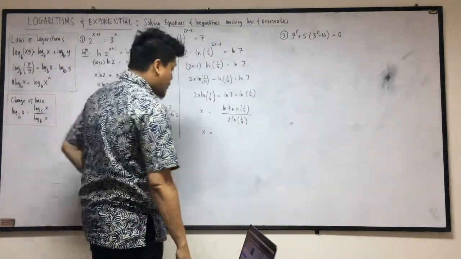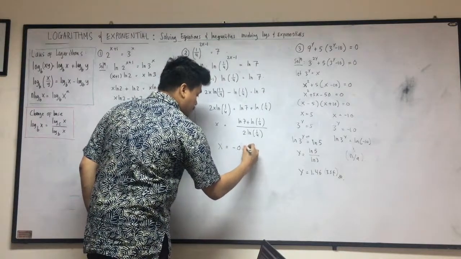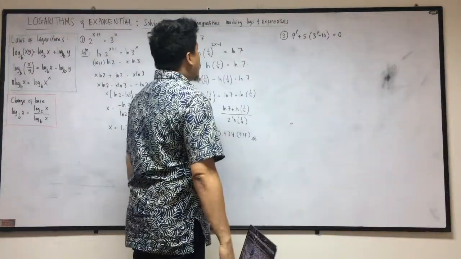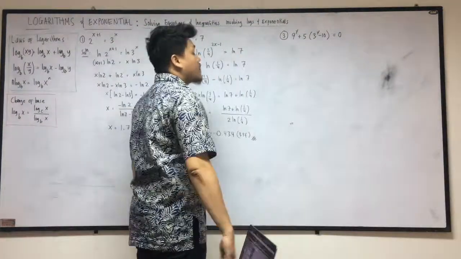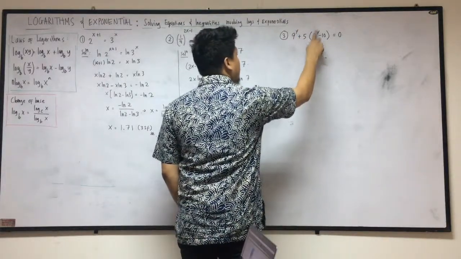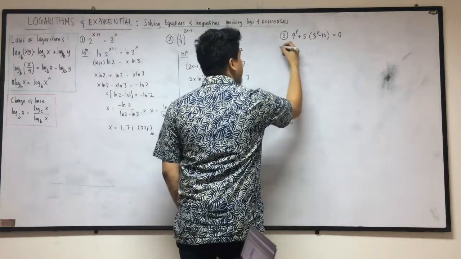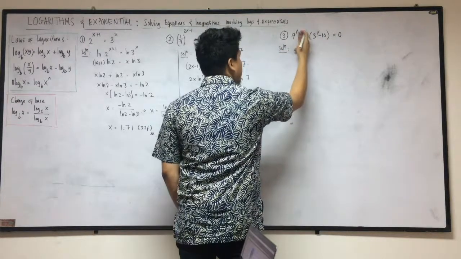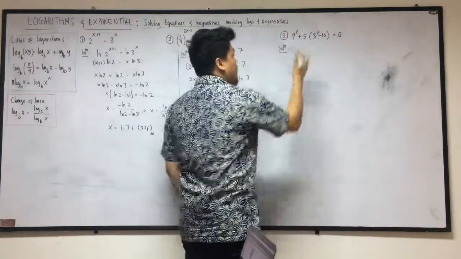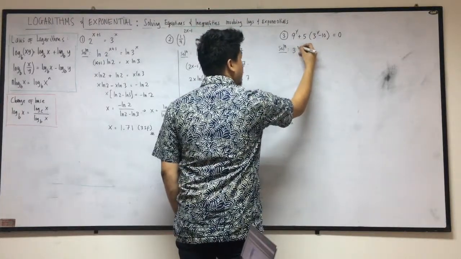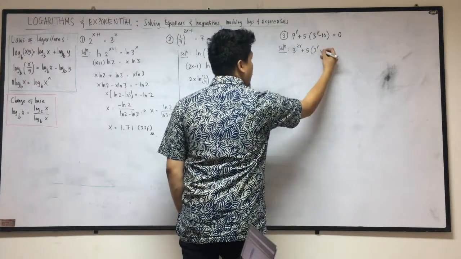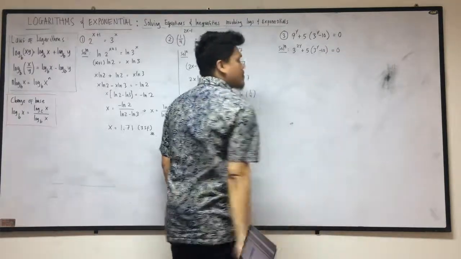Again, using your calculator, you get negative 0.202 to 3 significant figures. Alright, final question involving exponentials: 9 to the power of y plus 5 times 3 to the power of y minus 10 equals 0. The solution to this is, hey, this looks a little bit like quadratics. If you don't know what I mean, 9 to the power of y is the same as 3 to the power of 2y, plus 5 times 3 to the power of y, minus 10 equals 0.